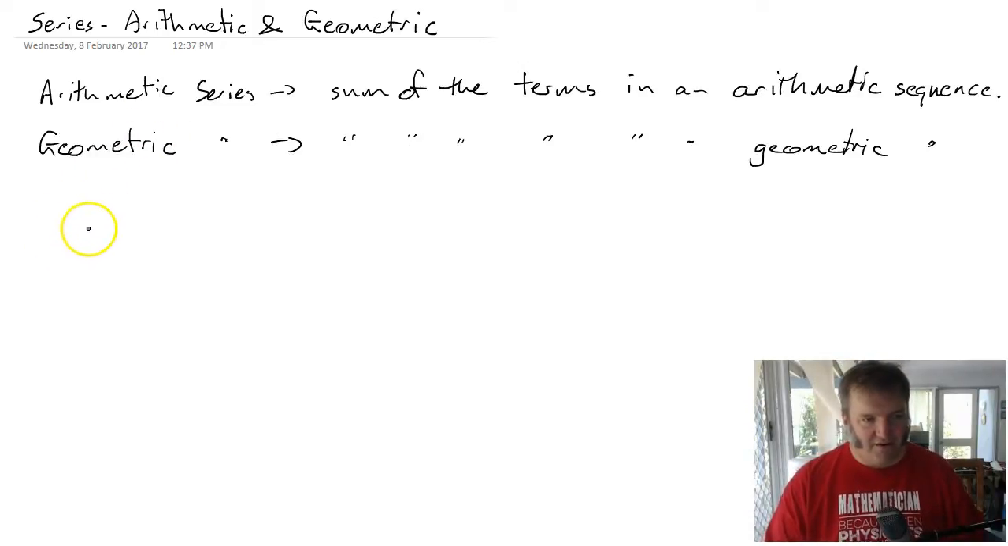So what is our rule for the sum of the first n terms in an arithmetic series? I'd better make a note that this is an arithmetic series.